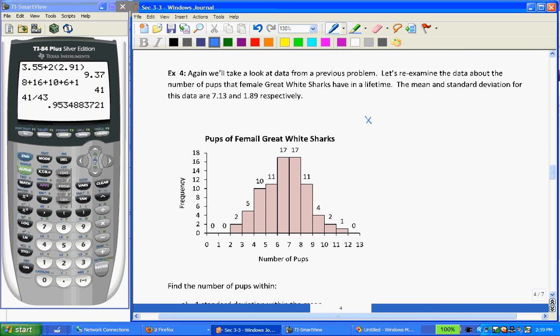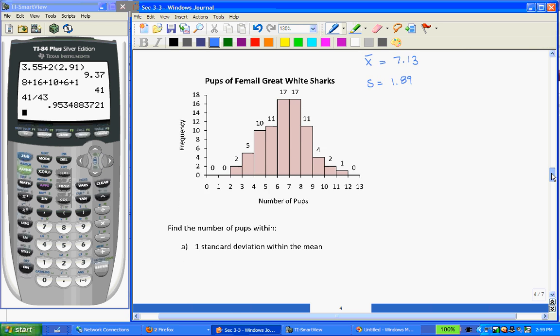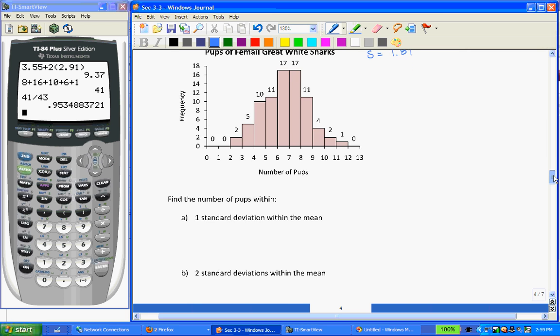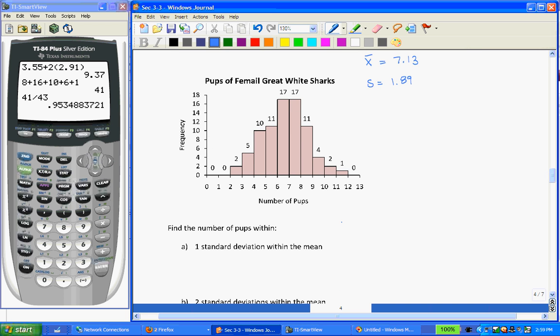So for my notation, I'm going to use X bar since this is a sample and these are my statistics. So X bar is 7.13 and the standard deviation denoted by S is 1.89. So they gave us that information. So first we're going to find the number of pups within 1 standard deviation of the mean. To find that interval, I'm going to take the mean and subtract off the standard deviation, and I'm going to take the mean and add on the standard deviation.